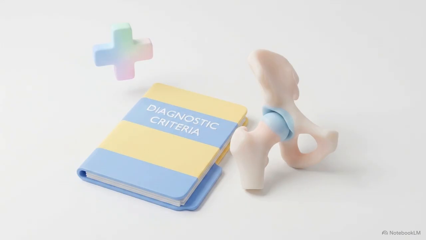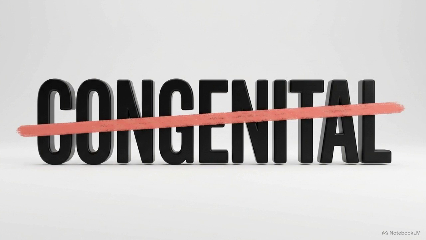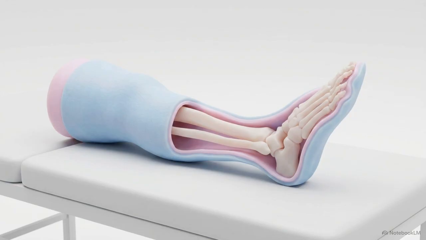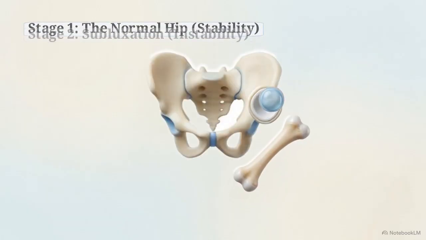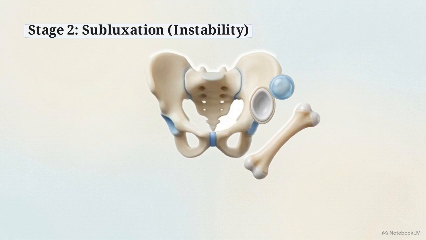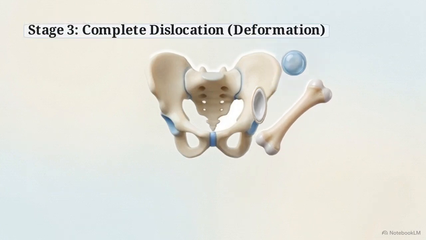We refer to this condition as developmental dysplasia of the hip, or DDH. For decades, it was known as congenital hip dysplasia, but the medical community has explicitly shifted away from that terminology. The word congenital implies a static, fixed anatomical defect that a child is simply born with. The pathology here is entirely different. It is an active, progressive deformation of the joint that actively worsens throughout early infancy.